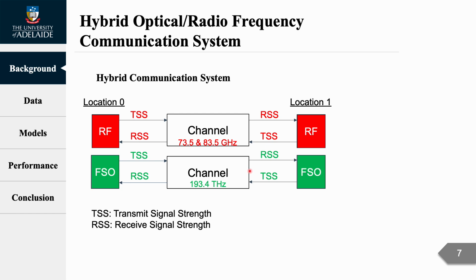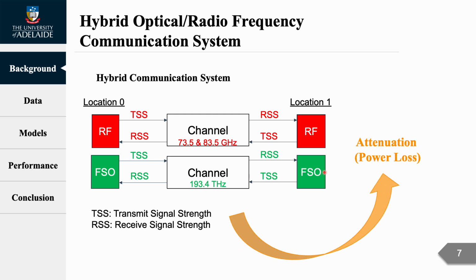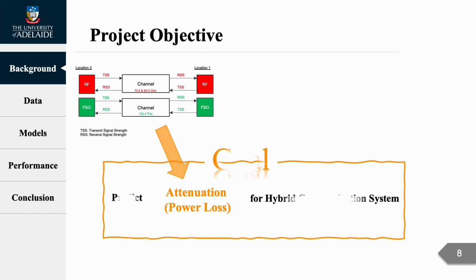Nowadays, to achieve more reliable signal transmission, we use a hybrid communication system. In this setup, signals travel between location 0 and location 1 via both RF and FSO links. During transmission, power loss known as signal attenuation occurs. The goal of my project is to develop a model that predicts signal attenuation in this hybrid system.